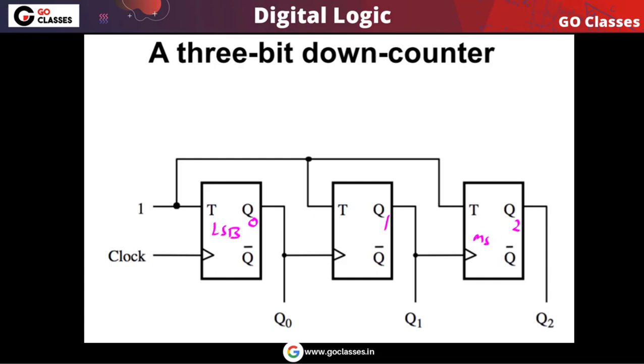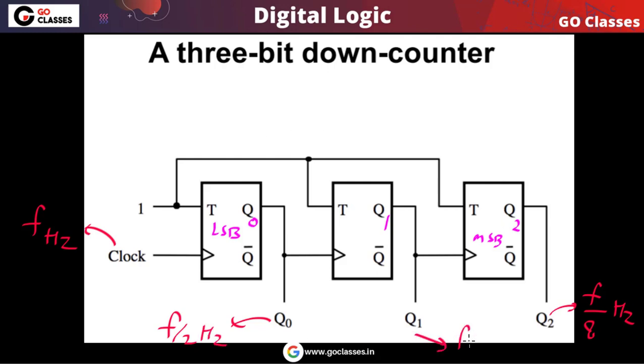Now let's analyze this. If the clock has frequency f hertz, then q0 will have f by 2 hertz, q1 will have f by 4 hertz, and q2 will have f by 8 hertz. So you can notice this circuit divides the frequency by 8. This is actually a divide by 8 counter.